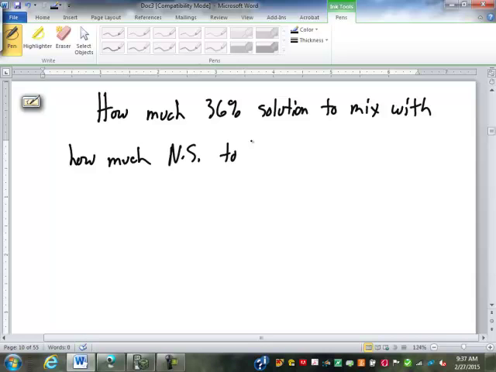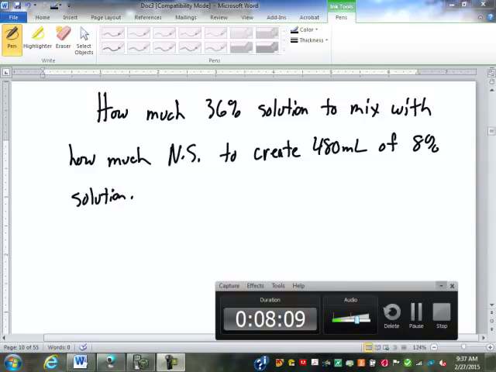So I want to know how much of the 36% solution to mix with how much neutral solution to create 480 milliliters of 8% solution. I'm going to give you a few minutes to give that one a shot.